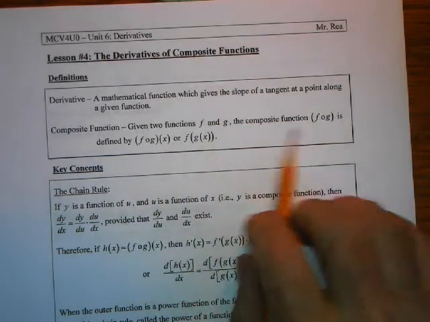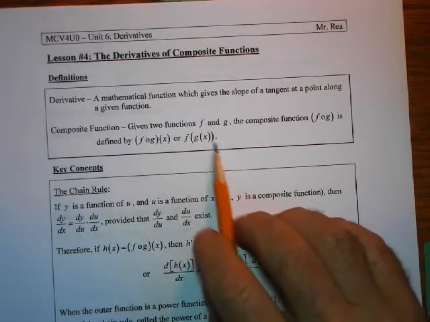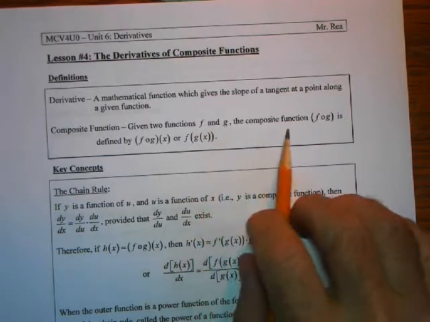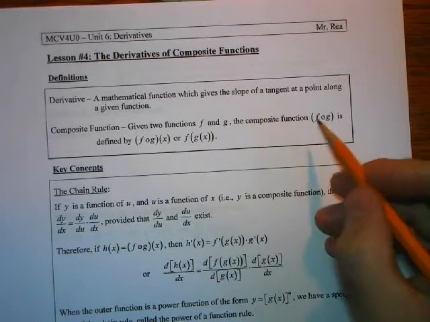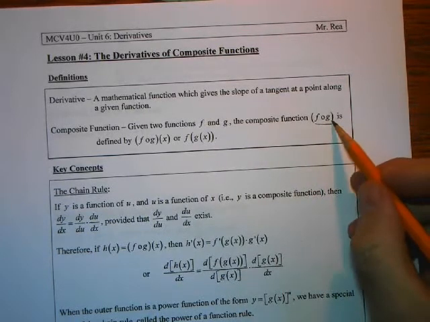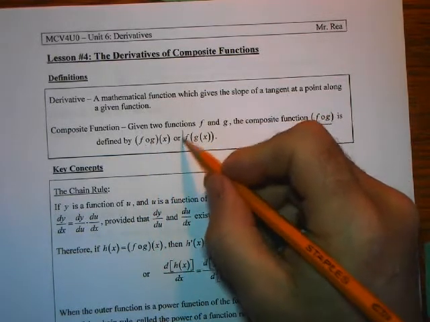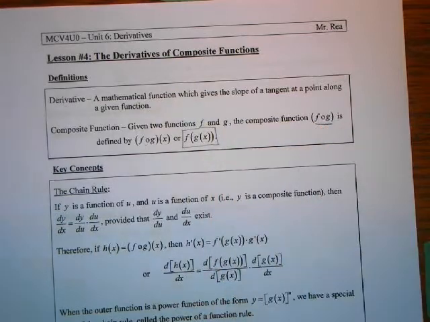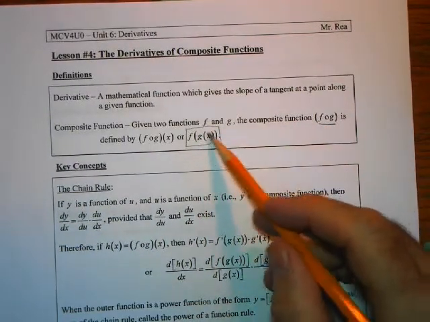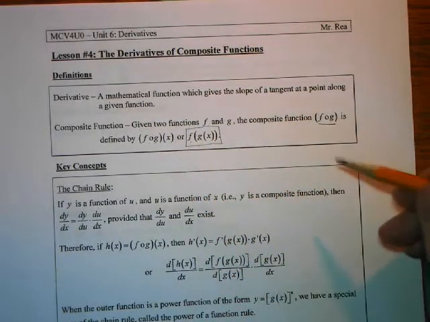So I've got the definition here. This is kind of the terminology. If we have two functions, f and g, we could refer to the composite function as f of g, or I don't usually use this, f of g of x. The terminology I prefer is f of g of x. So we talk about g of x as being the inside function and f as being the outside function.